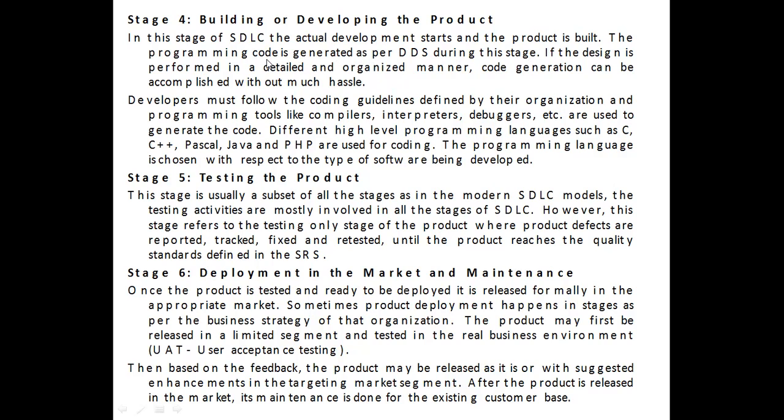If the design is performed in a detailed and organized manner, code generation can be accomplished without much hassle. The developer must follow the coding guidelines defined by their organization, and programming tools like compiler, interpreter, debugger, etc. are used to generate the code. Different high level programming languages such as C, C++, Pascal, Java, PHP, .NET, etc. are used for coding. The programming language is chosen with respect to the type of software being developed.